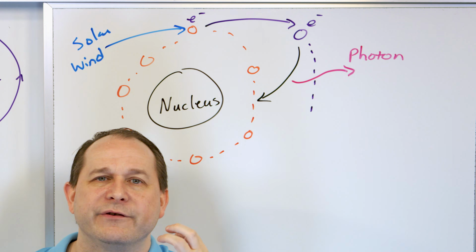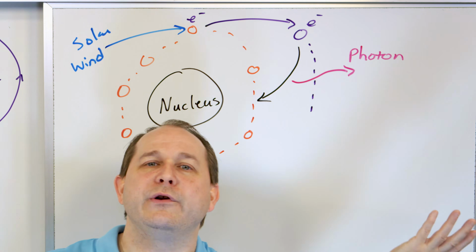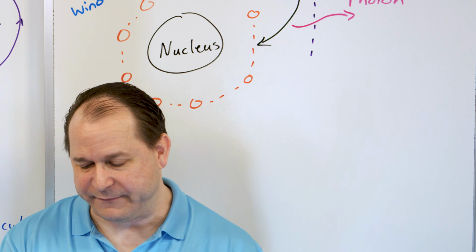So literally, you're taking energy from the sun, from the energy of the solar wind, and you're converting it into photons, which we see. The atoms are doing that, the atoms of our atmosphere.